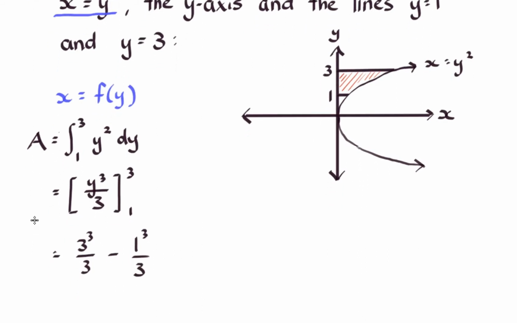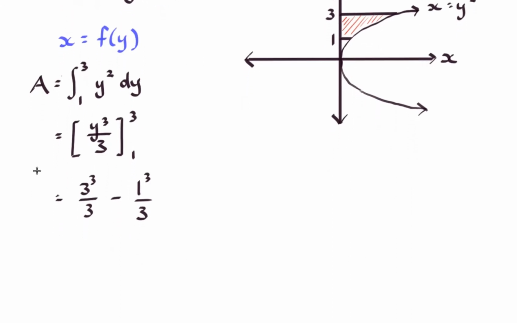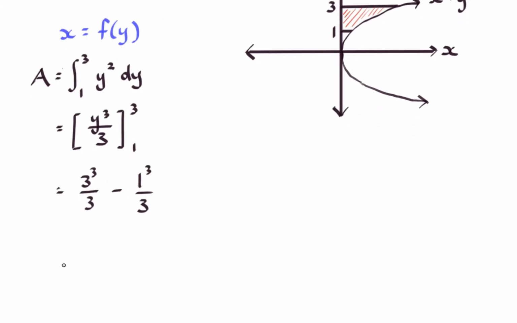3 cubed is 27 and 1 cubed is 1. So 27 minus 1 gives us 26 over 3. And if we wanted to express that as a mixed number, we get 8 and 2/3. And that's our answer. Because it's an area, we put square units and we're done. Now on to example 2.